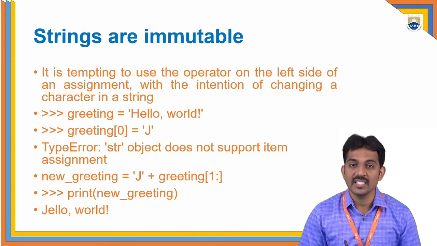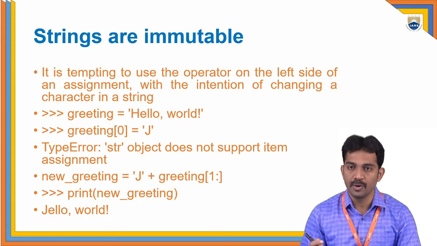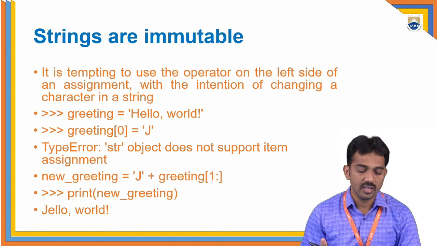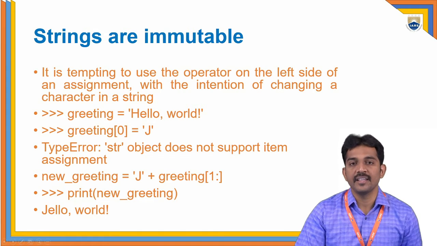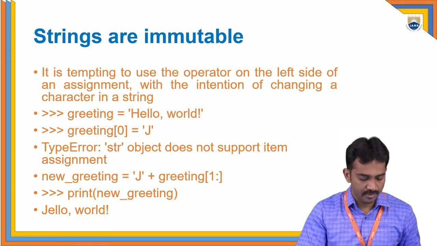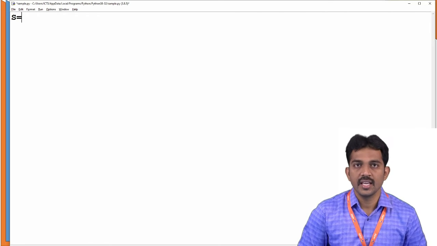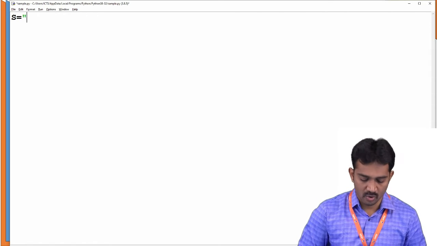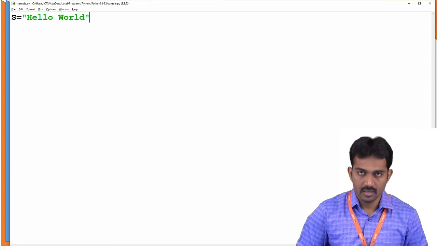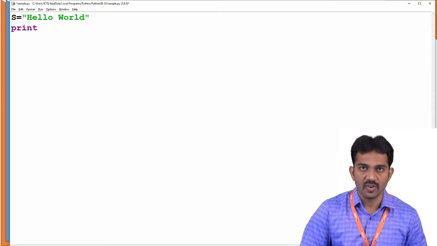So what have we seen in this class? Slicing and also the features of the string. Strings are immutable. So let us see in the IDE how slicing is going to work, and we'll see some examples also. First you take one string. The string is S equal to hello world. First let us print the S value.